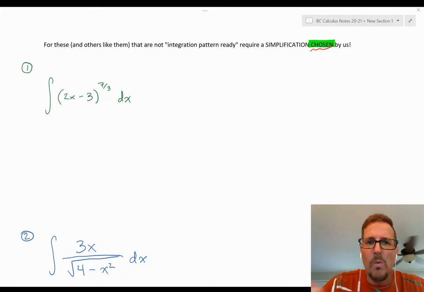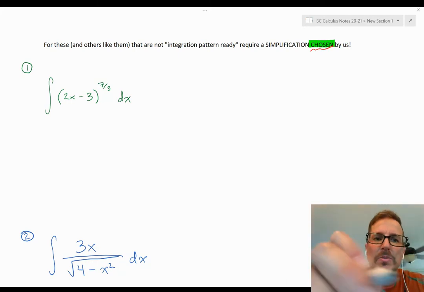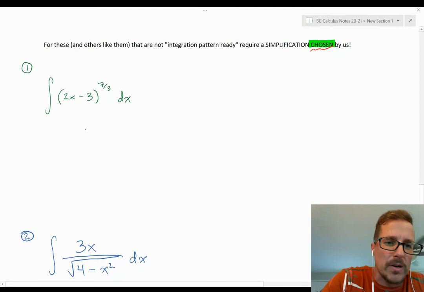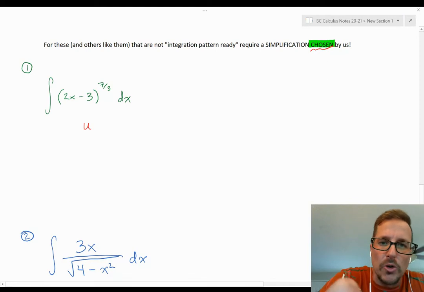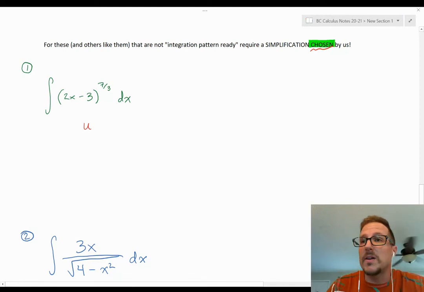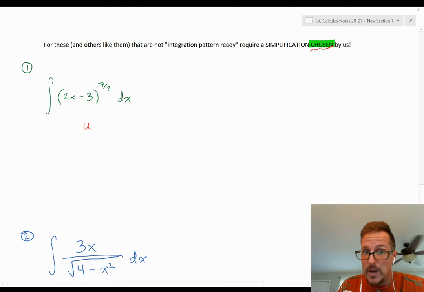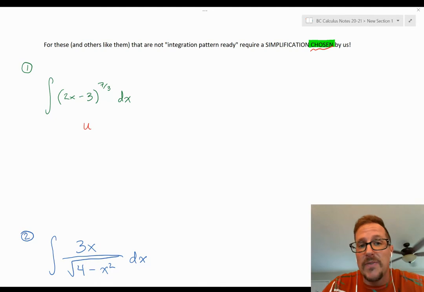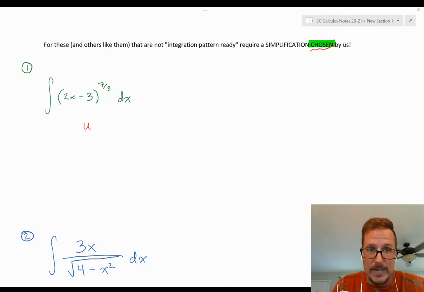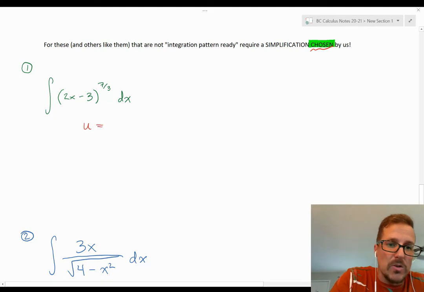So what I want to do is make a substitution. I want to make this thing simpler by looking for u as a function within a function. That's what happened with chain rule, right? We look for a function within a function, that composition idea. So let's set u equal to that inside function, 2x minus 3.